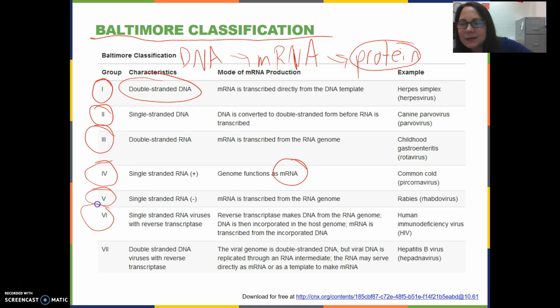Class 6 is single-stranded RNA viruses with reverse transcriptase, one of those is HIV, human immunodeficiency virus. And then class 7 is where the genome is double-stranded DNA, but the replication of the viral DNA is more complex than in class 1. So hepatitis B is an example of a double-stranded DNA virus that also contains reverse transcriptase.